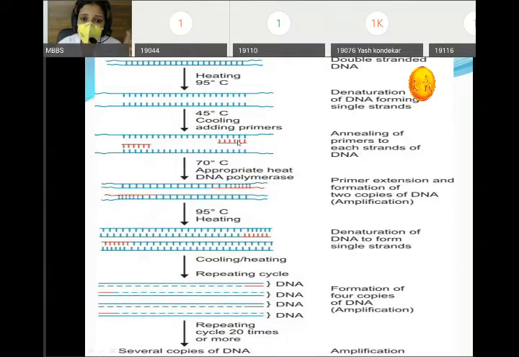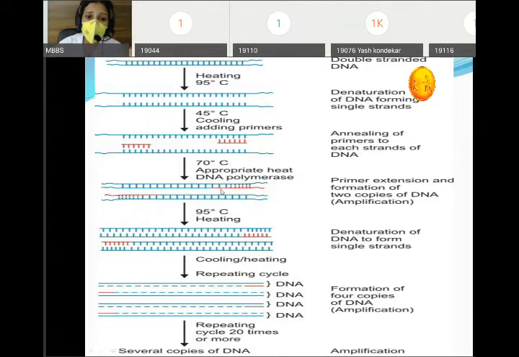Primers are small segments of complementary DNA. So for this strand, this is the complementary base pairing of the primer. So the primer is having the complementary base pairing. So we are adding the primer to these strands so that this primer will come and get attached to its complementary bases. So this is the third step, annealing: annealing of primers to each strand of DNA.